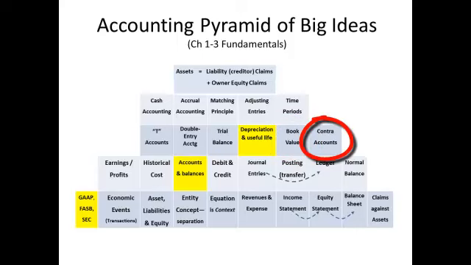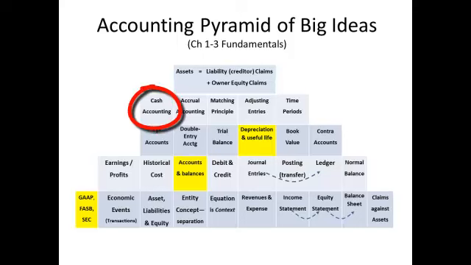Contra accounts, an offset account on either the balance sheet or the income statement. Only a handful of these exist. An account that modifies another account value. Cash accounting, an inadequate accounting system that records no change in financial condition unless cash is received or paid out. This is not GAAP.